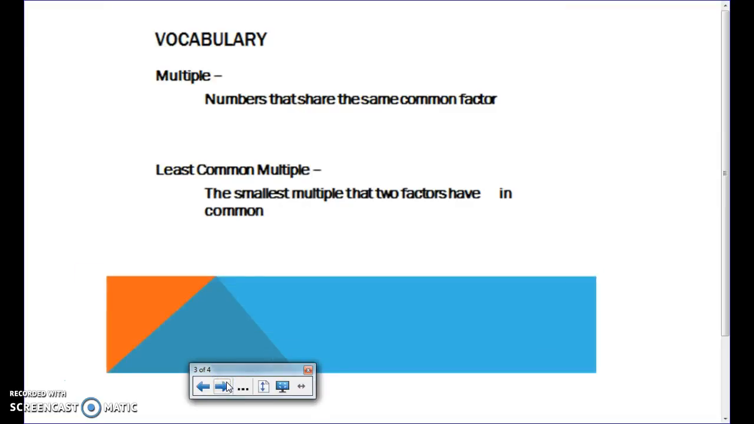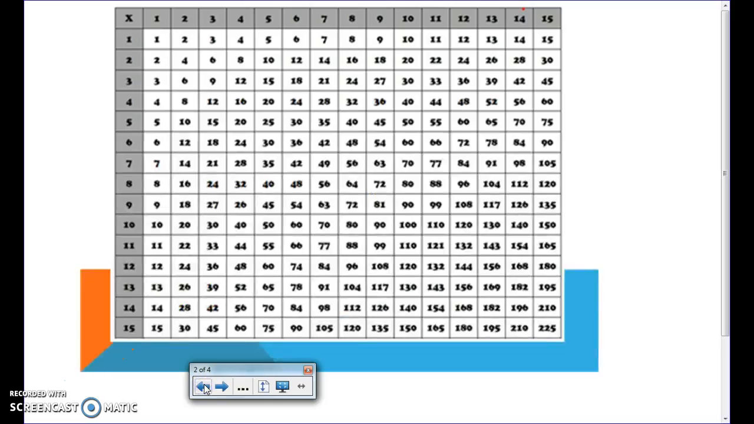A multiple is a number that shares the same common factor. Numbers that share the same common factor. Sounds like a fancy definition, really. But the least common multiple is the smallest multiple that two factors share. And so I guess just writing down the words isn't as good as looking at what a multiple actually is. I'm going to highlight one of these columns that maybe we don't all know the multiplication facts for.